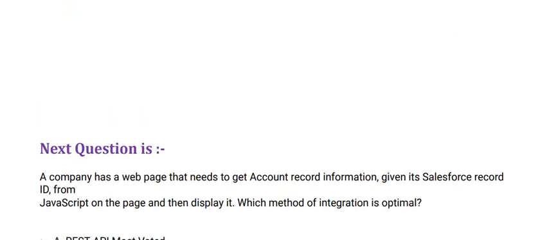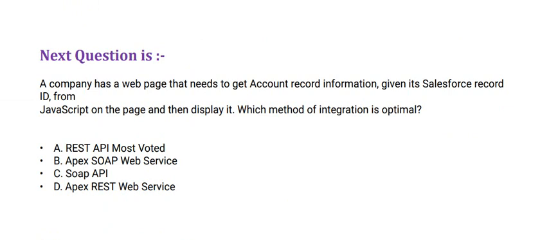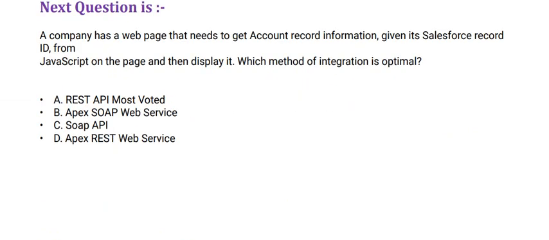Next question is: a company has a web page that needs to get account record information given its Salesforce record ID from JavaScript on the page and then display it. Which method of integration is optimal? Option A, REST API. Option B, Apex SOAP Web Service. Option C, SOAP API. And option D, Apex REST Web Service.